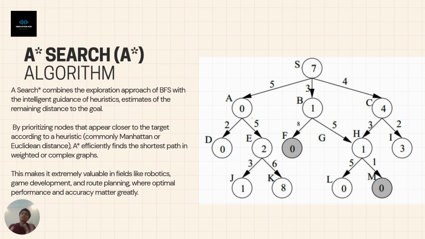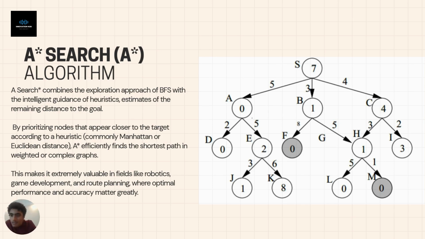These values are combined into a function: f(n) equals g(n) plus h(n). This helps the algorithm decide which node to explore next. At each step, the algorithm selects the node with the lowest f(n) value, meaning it chooses a node that is low cost in terms of going from the starting node to the current node. It also selects a cheap path in terms of the distance, the proximity between the current node and the goal node.